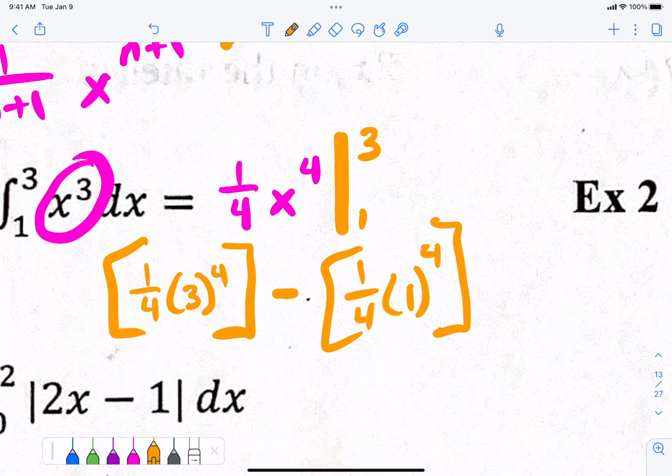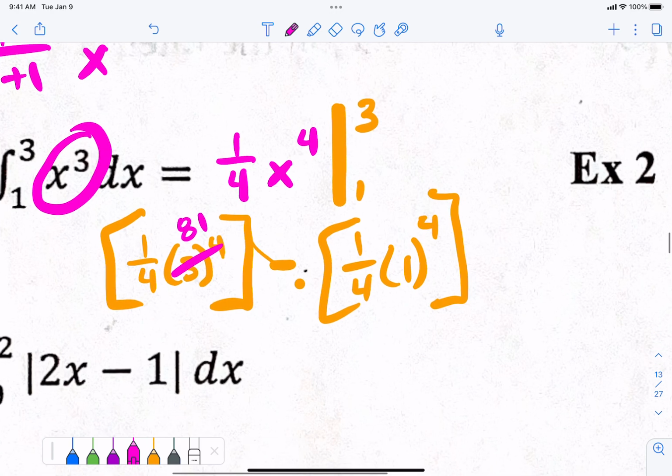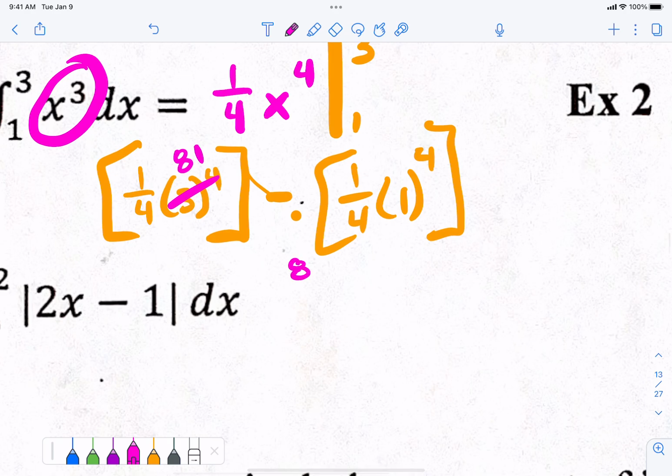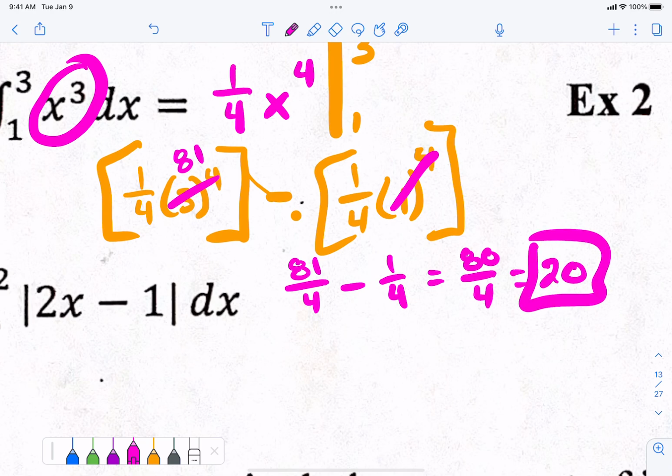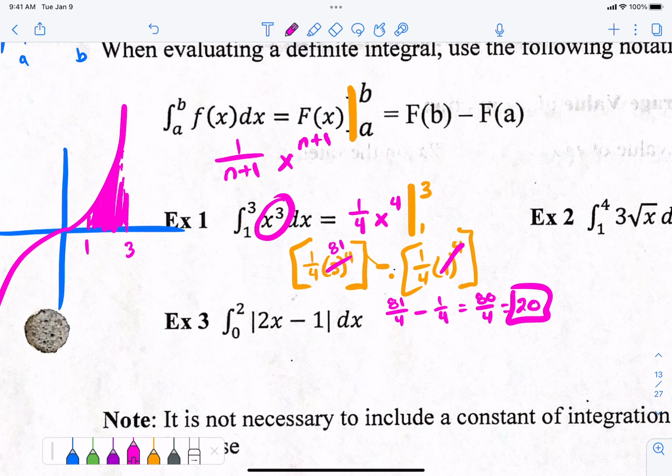Do you know how you do 4th powers? 4 3s. These 2 3s make 9, these 2 3s make 9. 9 times 9 is 81. So 1/4 of that, I'm just going to call this 81 over 4. Minus 1 to the 4th power is 1, and 1 times 1/4 is 1/4. What is 81 over 4 minus 1 over 4? 80 over 4, which is 20. So the area underneath this curve is 20.